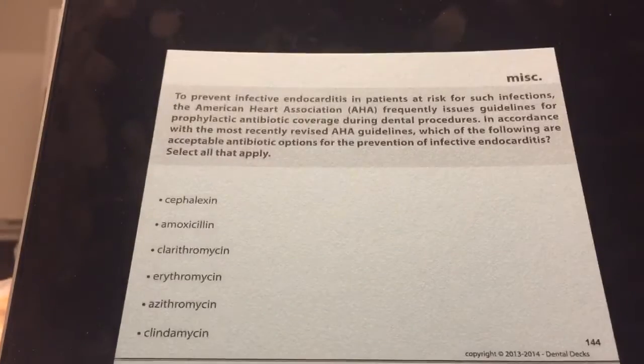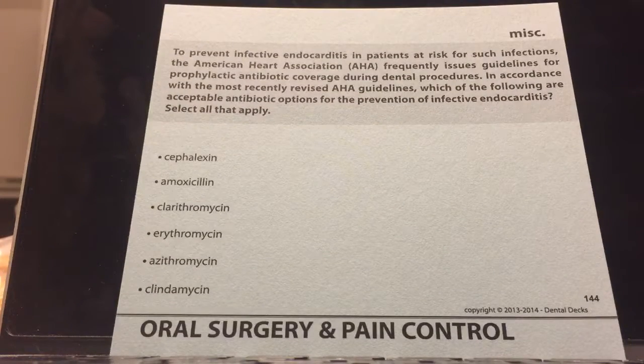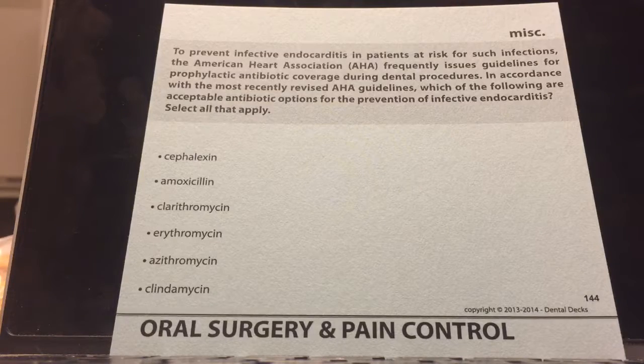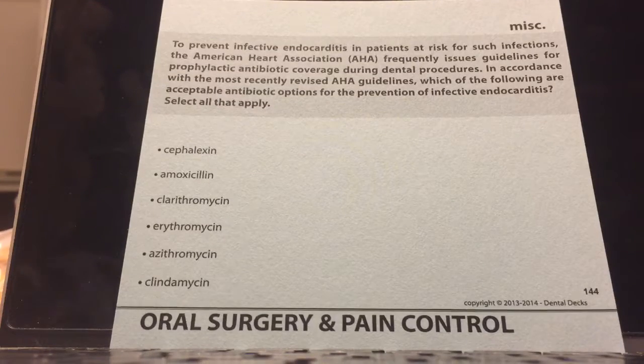To prevent infective endocarditis in patients at risk for such infections, the American Heart Association frequently issues guidelines for prophylactic antibiotic coverage during dental procedures. In accordance with the most recent revised AHA guidelines, which of the following are acceptable antibiotic options for the prevention of infective endocarditis?